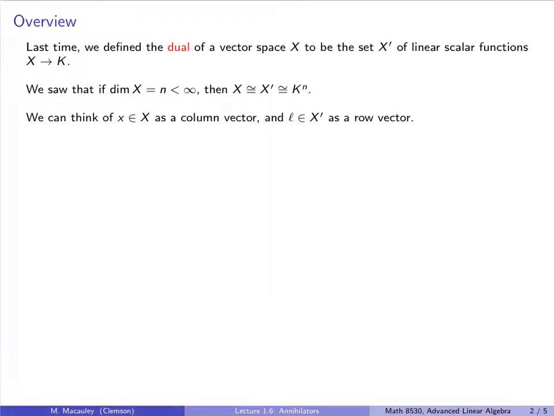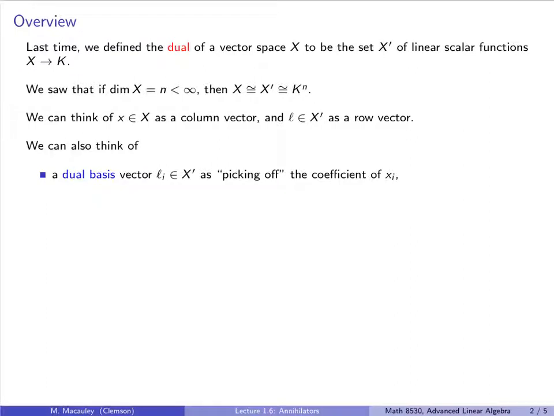I encourage you to think about vectors in X as column vectors and linear scalar functions, or dual vectors as we call them, or covectors, as row vectors. Given a basis of X, we saw what the dual basis was, and we could think of each dual basis vector as the linear scalar function that just picks off the coefficient of xi.